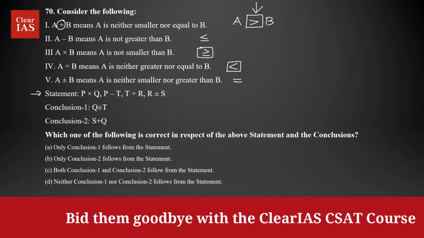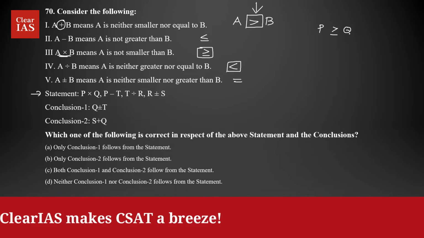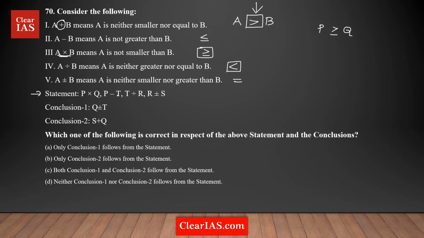Okay. P cross Q. Cross means greater than or equal to. So I can say the first statement is P greater than or equal to Q. The second one is P minus T. P minus T means P is less than or equal to T. Okay. The third one is T divided by R. Division is represented by less than. So it means T is less than R. The last one is R plus or minus S. Plus or minus is represented by the equal to symbol. So that means R is equal to S.